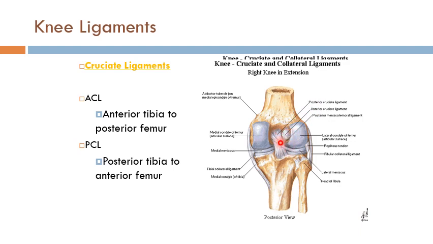The posterior cruciate ligament is more in view. And here's the posterior cruciate ligament right here. You can still see the ACL. It's right here, and then you have the PCL. There it is in the posterior view.